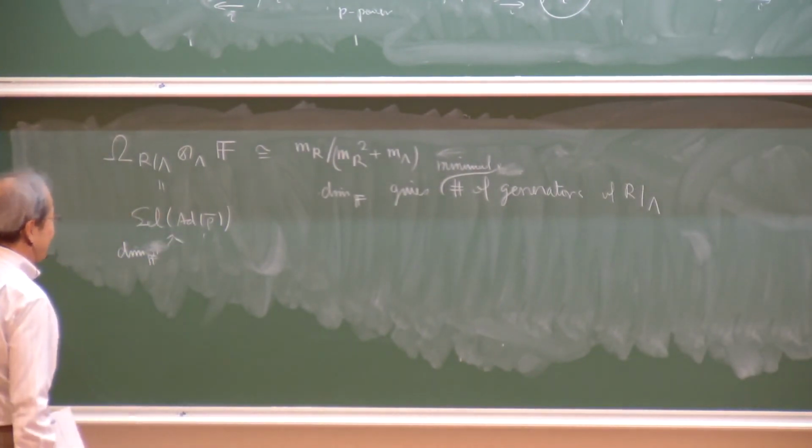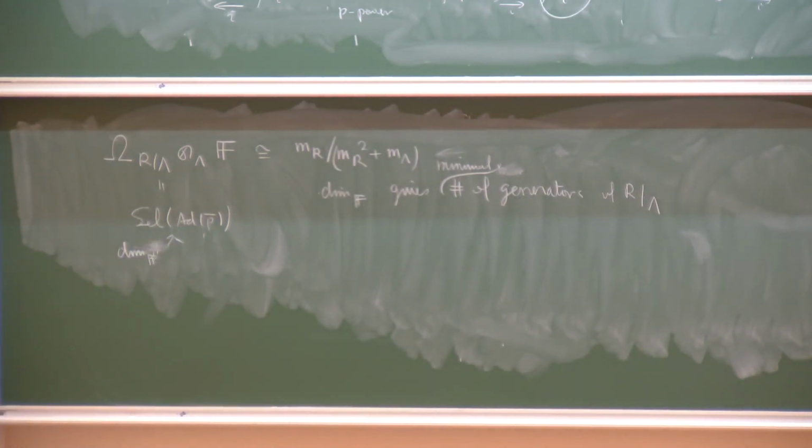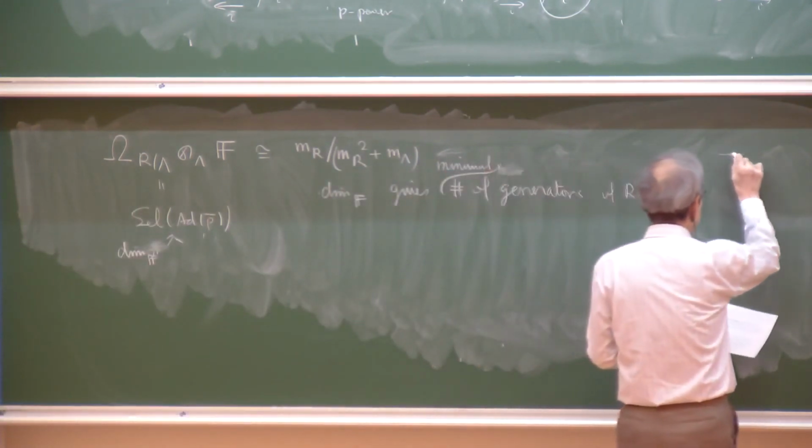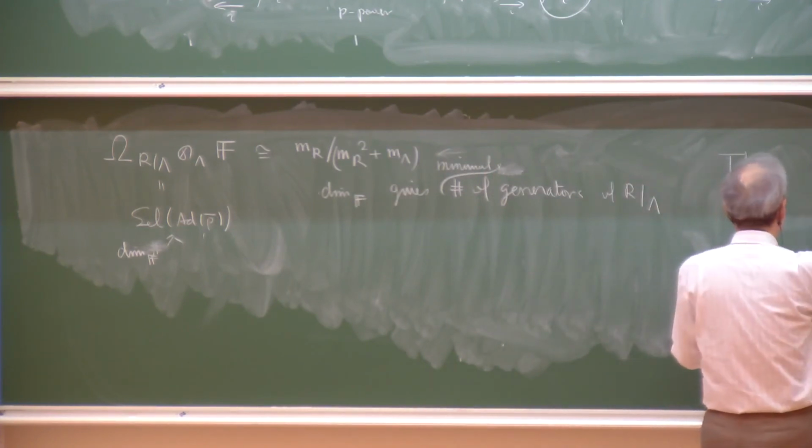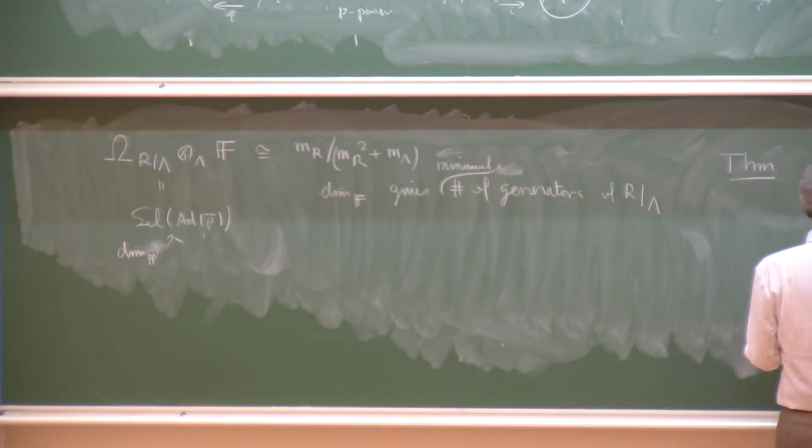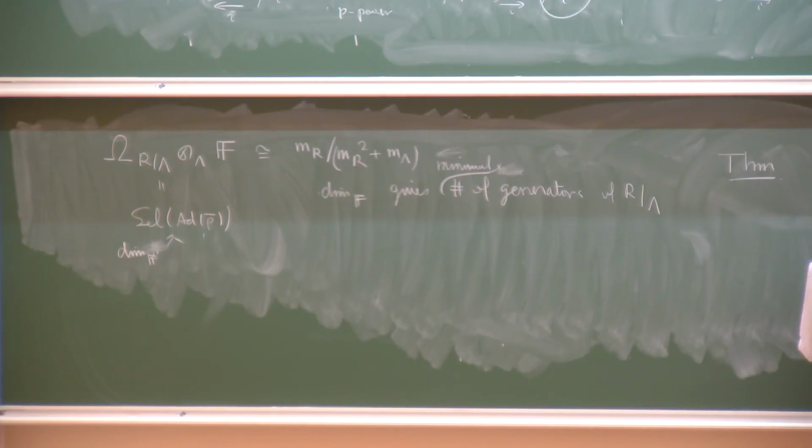So by this, what I really need to do, summarizing, is: if the dimension over F of the Selmer group of ad rho-bar is less than 1, then the dual of the Selmer group of ad rho is a cyclic A-module. In other words, there is an ideal of A, and this is A. So I need to prove this kind of thing. That I will do tomorrow.